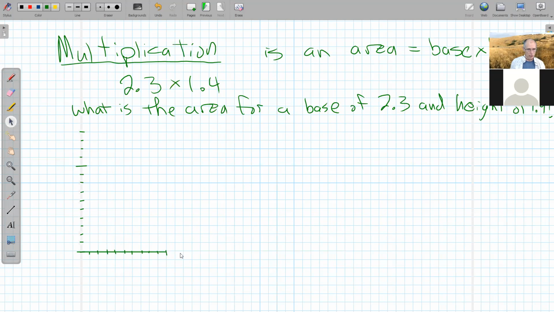Here's where that one ends, and then 1, 2, 3. So that's 1 right there, 2 right there, so that's 2 and 3/10 right there. This is 1 right here, 1, 2, 3, 4/10, so this would be 1 and 4/10 there. So now this shows me what my area looks like.